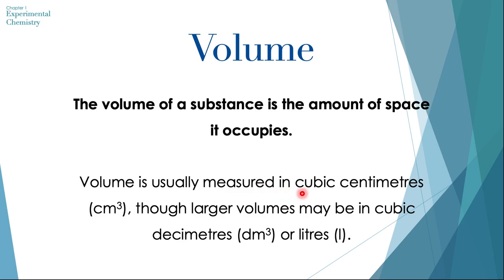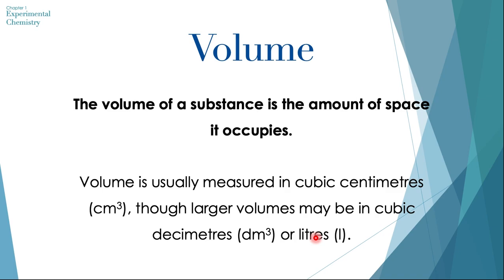Volume is usually measured in cubic centimeters, also called the centimeter cube. This is the symbol for centimeter cubes, cm cube. Though larger volumes may be in cubic decimeters, the decimeter cube. This is written as dm cube, or liters. A liter is represented by a small l. So cubic centimeters is the unit of volume. Then we use cubic decimeters or liters for larger volumes.